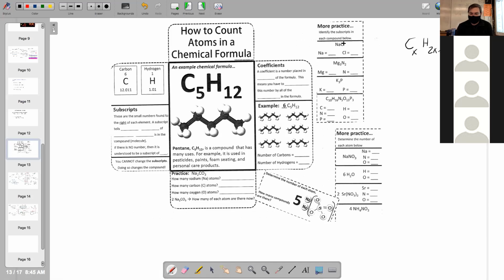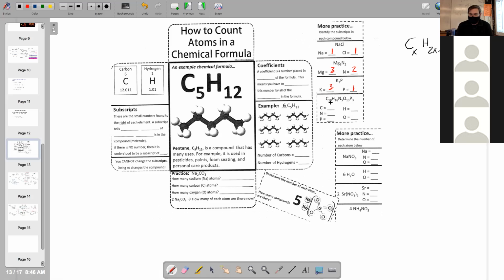In these examples, sometimes they're easy and sometimes they're tricky. What matters is how to deal with the coefficients in front. So when you see NaCl, that's just 1 sodium and 1 chlorine. Mg3N2 is simple: 3 magnesiums and 2 nitrogens. If it's K3P, it's just 3 potassium and 1 phosphorus.